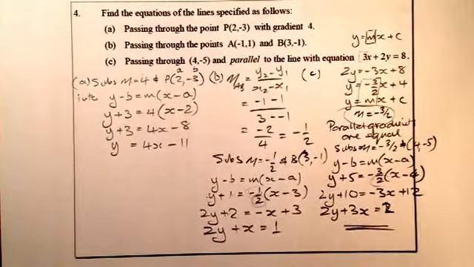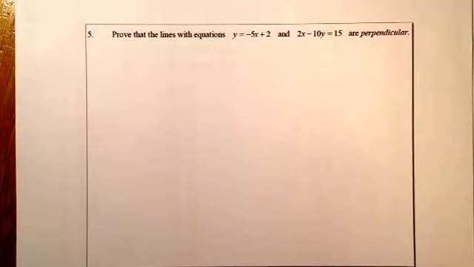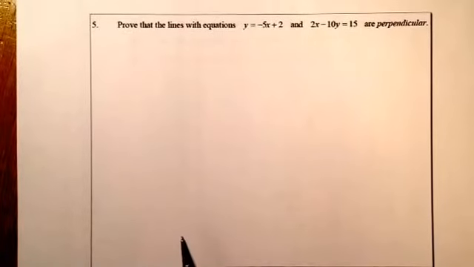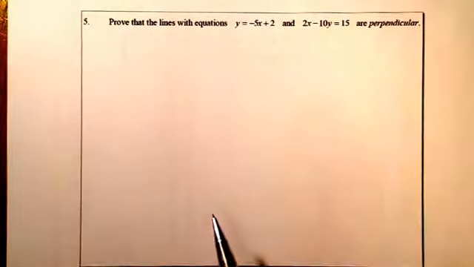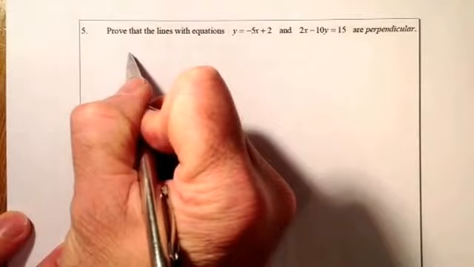Having looked at some parallel gradients, in this question we're looking at some perpendicular gradients. We have to prove that the lines with these two equations are perpendicular. What I have to think about is that when I multiply the gradients of two perpendicular lines together, if that equals minus 1, then the lines are perpendicular. If it doesn't equal minus 1, they're not. Let's work out the gradients of each of these. So we'll take the first line.